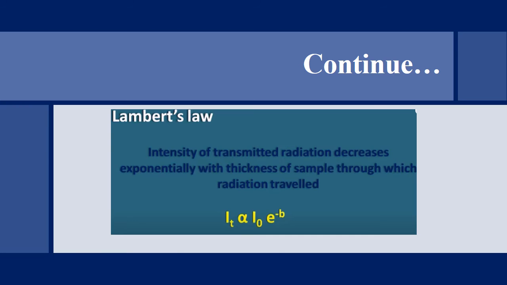The intensity of transmitted radiation decreases exponentially with the thickness of the sample through which the radiation travels. I of t, the transmitted light intensity, is proportional to I of 0 e raised to the power minus p. P is basically the thickness of the sample solution.